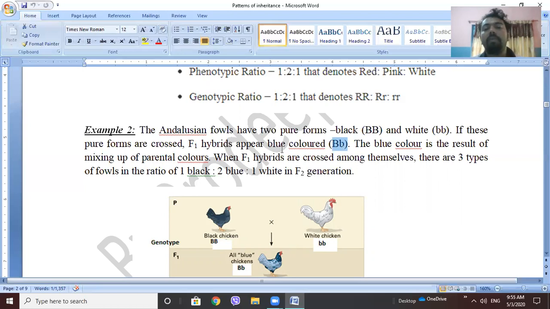So the F1 hybrids are all blue. When crossing them among themselves, we get the F2 generation, and the ratio is again 1:2:1. So one black, two blue, and one white in the F2 generation.